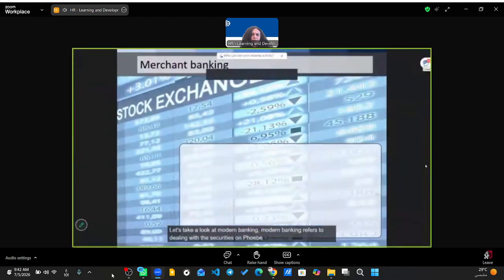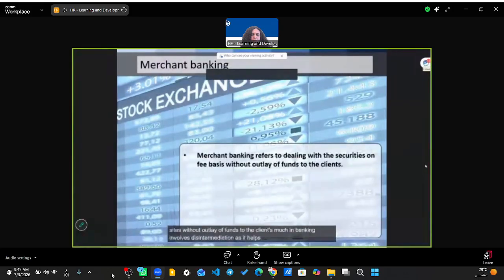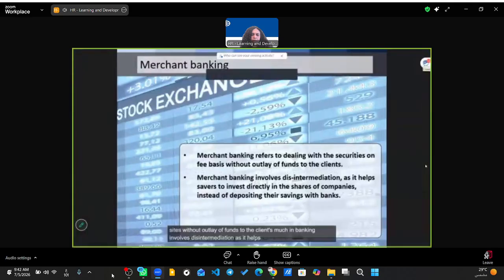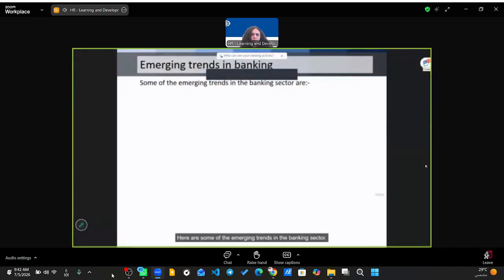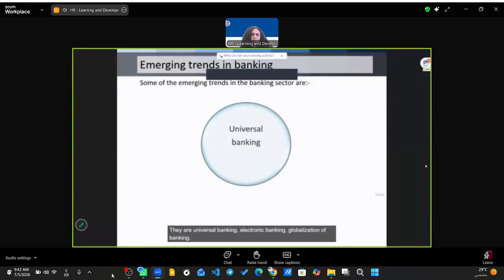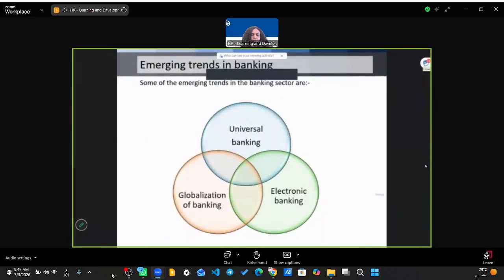Let's take a look at merchant banking. Merchant banking refers to dealing with the securities on a fee basis without outlay of funds to the clients. Merchant banking involves disintermediation as it helps savers to invest directly in the shares of companies instead of depositing their savings with banks. Merchant banking provides lucrative fee-based business for modern banks but is done mainly by specialized subsidiaries of banks. Here are some of the emerging trends in the banking sector. They are universal banking, electronic banking, and globalization of banking.